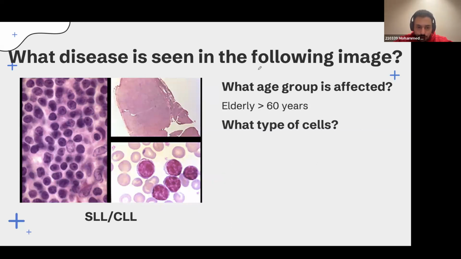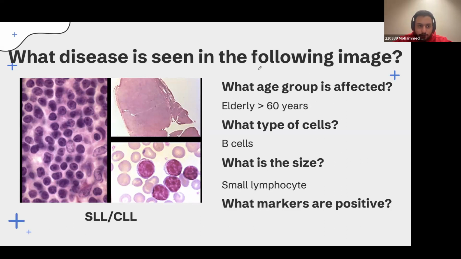What type of cells are present? Is it B cell or T cell? Good. B cells. What is the size? Small, intermediate, or large? Small. Perfect. What markers are positive? CD20 and CD5. Good. CD20, it's a B cell marker. And CD5 is the same thing.